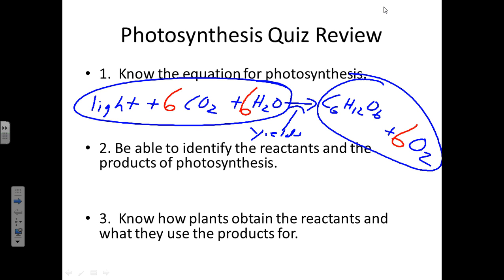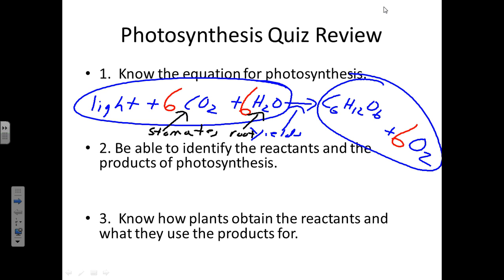All right, so we talked about the equation. We talked about reactants and products. Notice number 3 up here. Know how plants obtain the reactants and what they use the products for. How do plants get carbon dioxide? Yeah, so the little holes that are located where? On the bottom of their leaves, and those are called stomata or stomates. Water, they get through their roots, right?